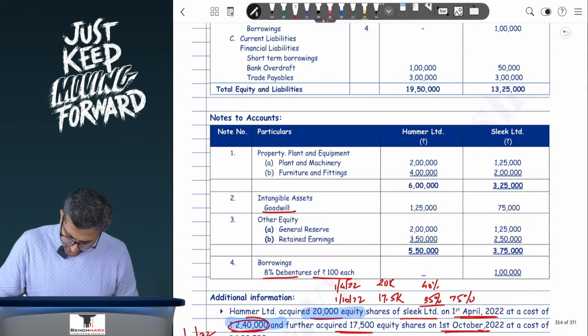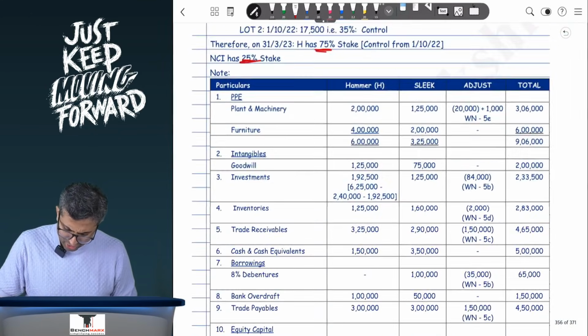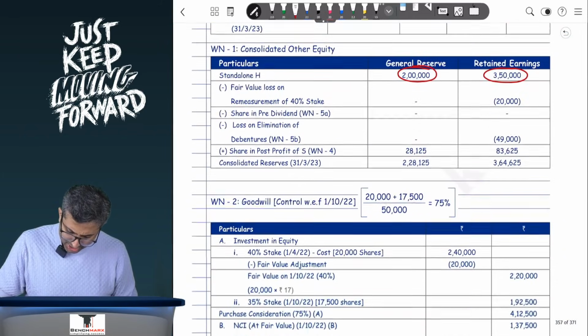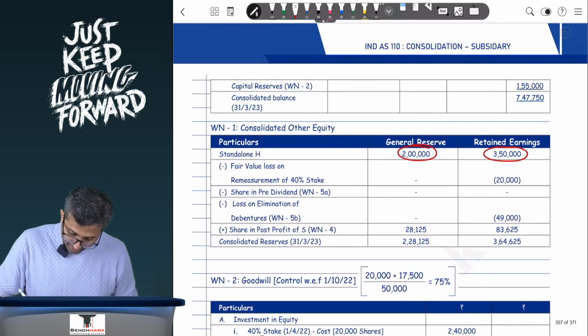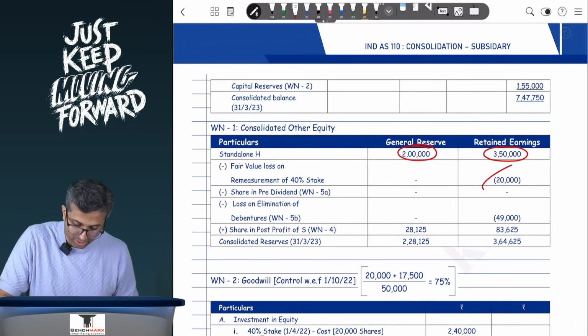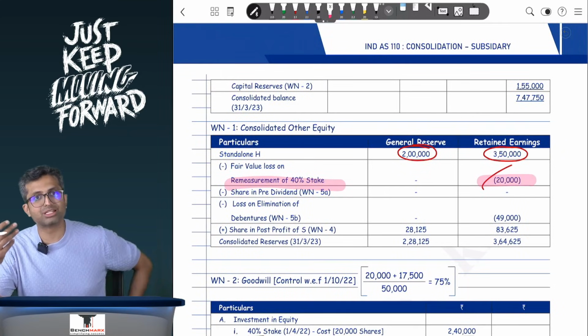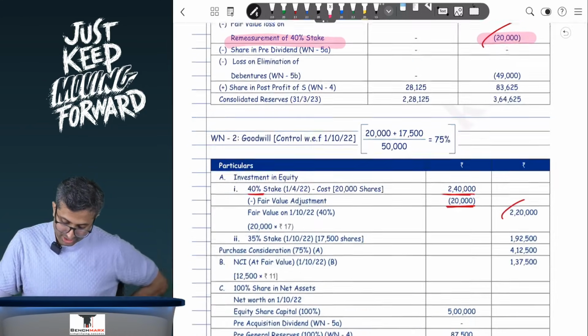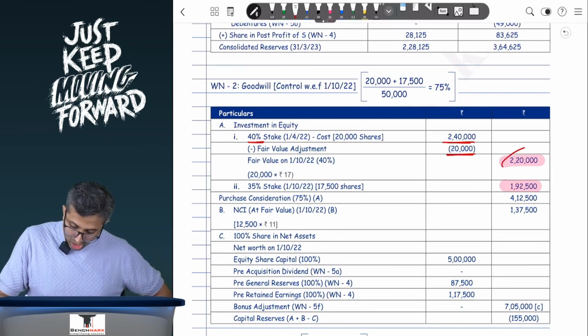This is 2 lakhs, 3,50,000, and when you take the investments, this is where there is an interesting adjustment. When you take the investments, you will have investment for a 40% stake, which was 2,40,000 minus 20,000. So this is 2,20,000. So in your standalone P&L, there's an adjustment of 20,000, as you can see over here. This is entries. Investment is credited, P&L is debited. So this is 2,20,000 and another 1,92,500. So this will give you a total of 4,12,500.